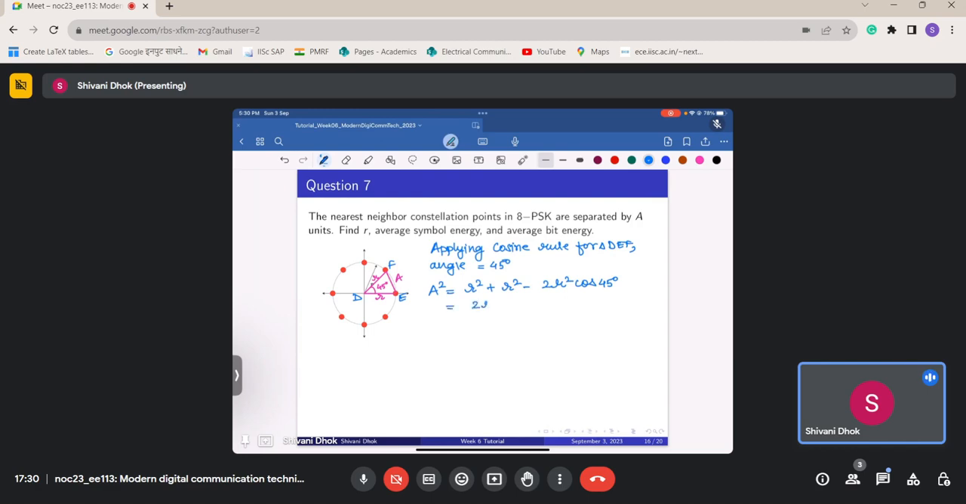So let me just take R square common, 2 minus 2 into 1 by root 2, which is equal to R square into 2 minus root 2. Therefore this R is equal to A upon under root of 2 minus root 2.